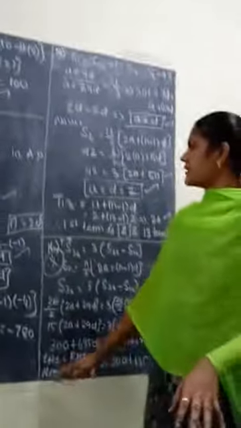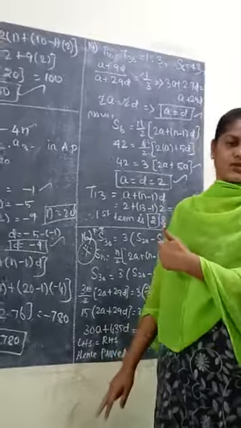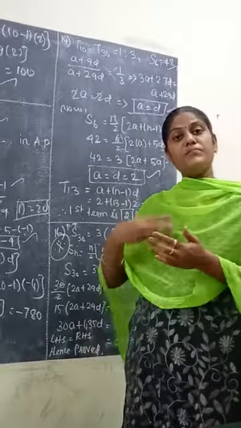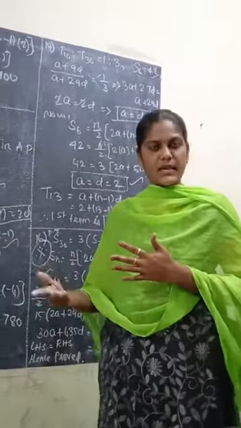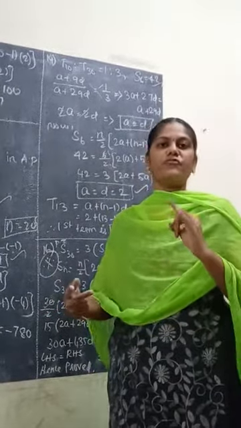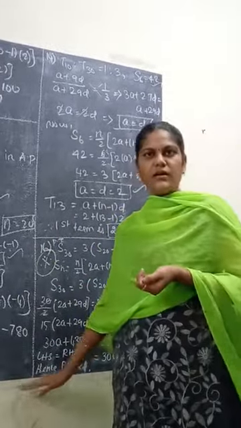So listen children, after this exercise 9.3 gets over, I will send you this class copy and homework from the next video. From the next video I am going to start exercise 9.4 and 9.5, GP. So the AP content is over up to this. I hope you understand this.